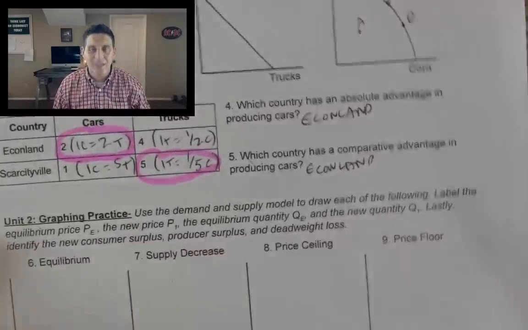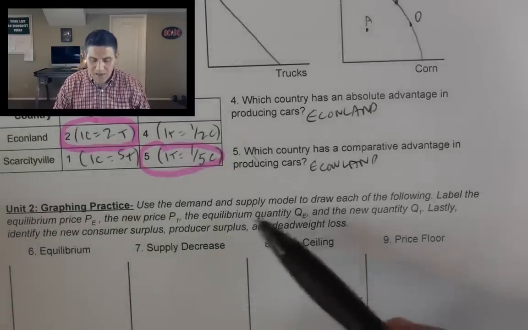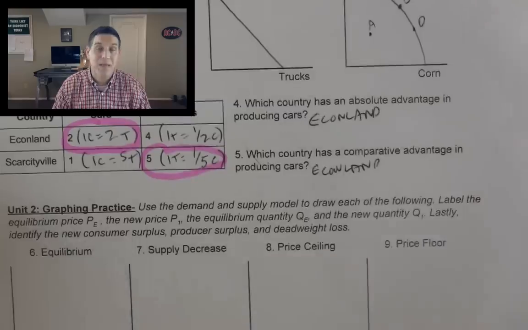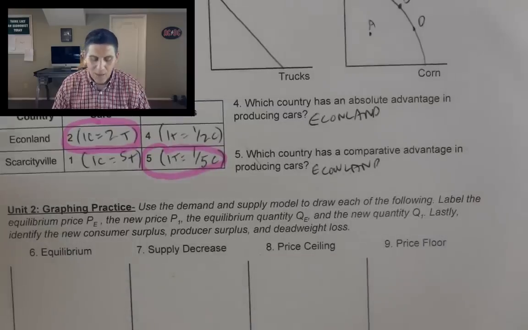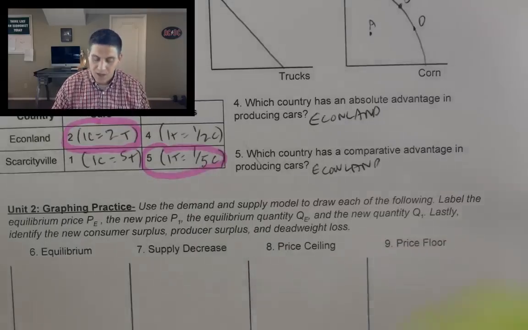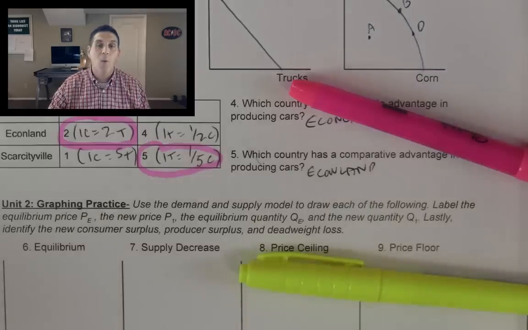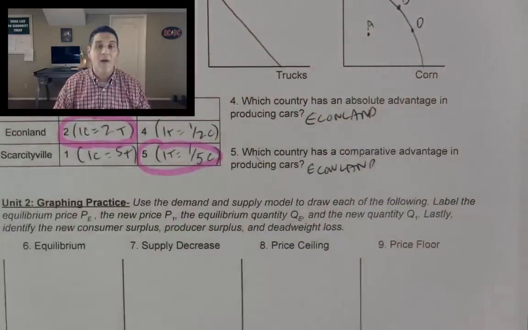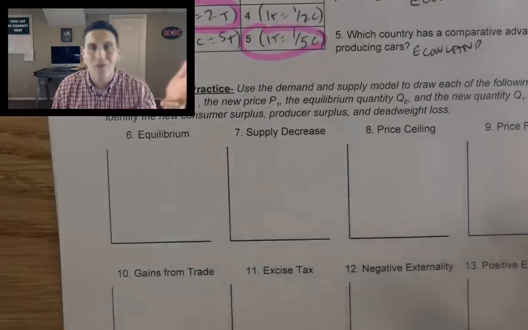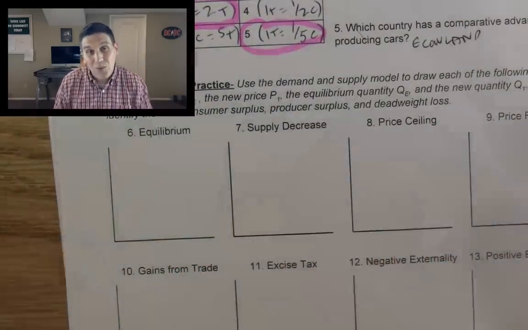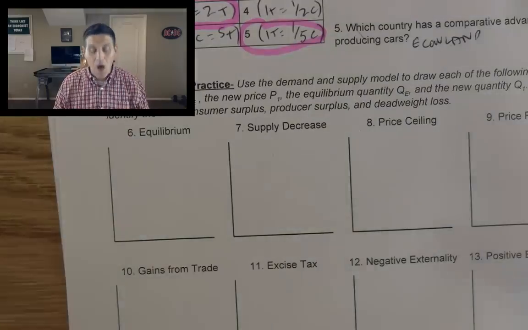What it says at the very top is, use the demand and supply model to draw each of the following. Label the equilibrium price PE, the new price P1, equilibrium quantity QE, and the new quantity Q1. And lastly, identify consumer and producer surplus with these different colors and deadweight loss if it exists. So that's what we're going to do right now for each one of these scenarios. And the reason I'm doing this is because when you see them all next to each other, hopefully it's going to have you go, oh.